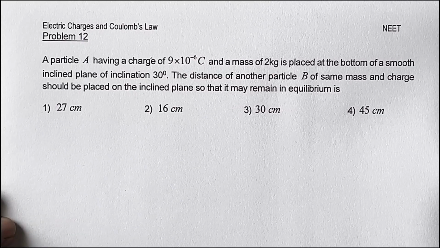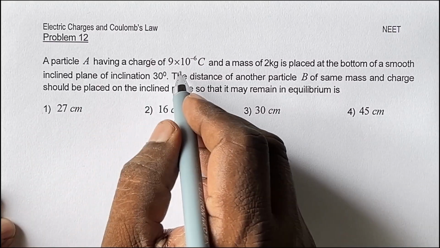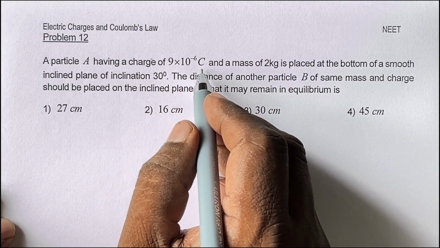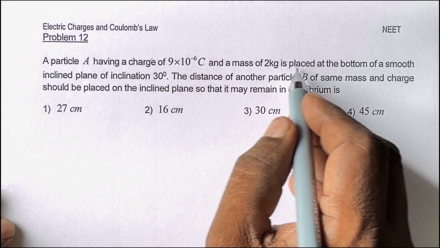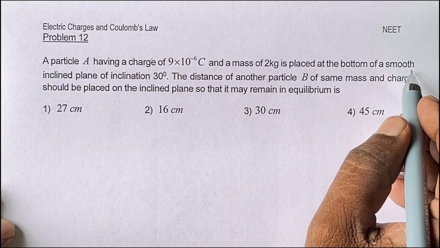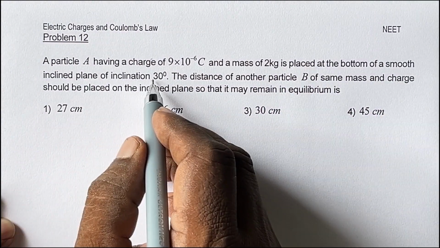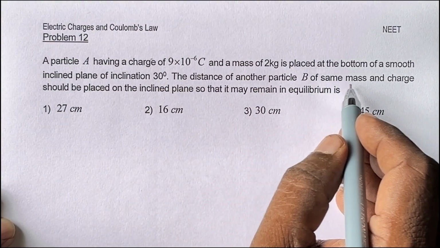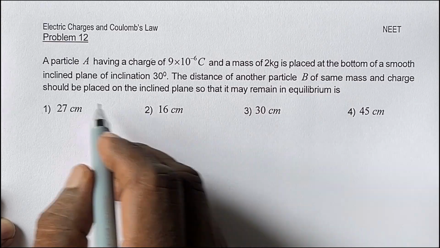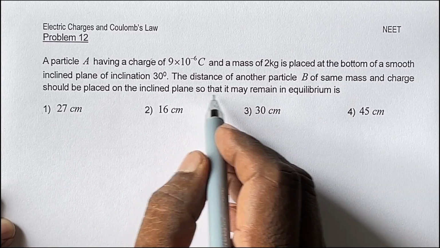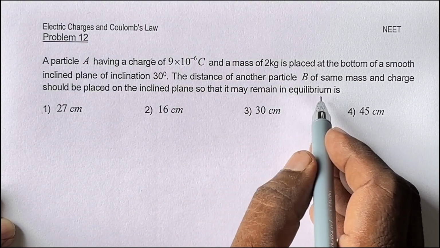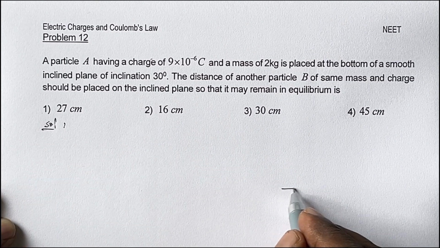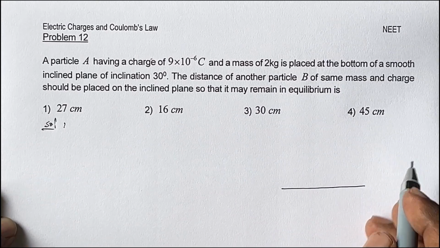In this problem, a particle A having charge 9 into 10 to the power of minus 6 coulomb and a mass of 2 kg is placed at the bottom of a smooth inclined plane of inclination 30 degrees. The distance at which another particle B of the same mass and a charge should be placed on the inclined plane so that it may remain in equilibrium is asked. So here let us consider an inclined surface.